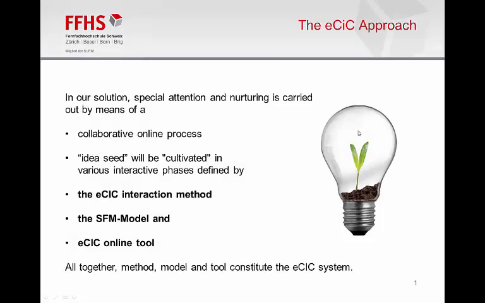Our eCiC approach is a collaborative online process which allows to cultivate ideas from students by various interactive phases. They are defined by the interaction method, by the solution finder model, and the tool itself. Altogether, they constitute the eCiC system, which I will explain more into detail next.